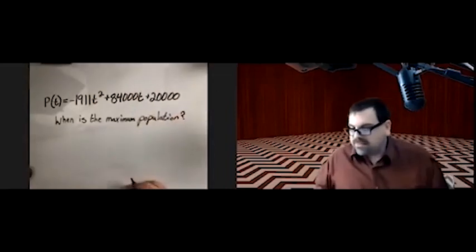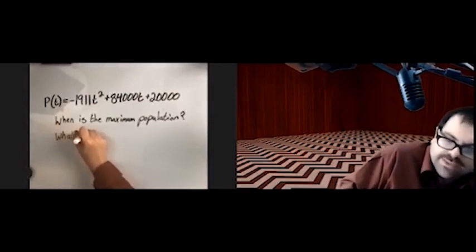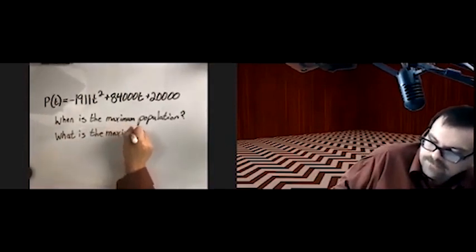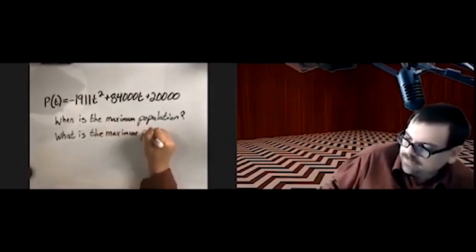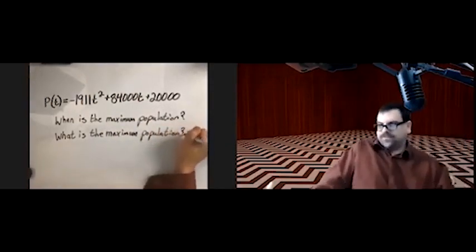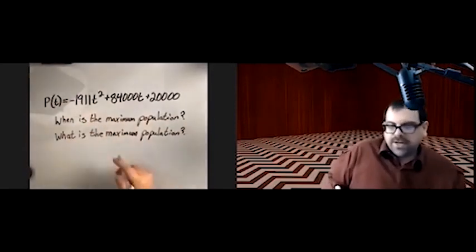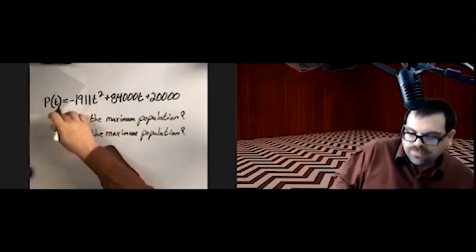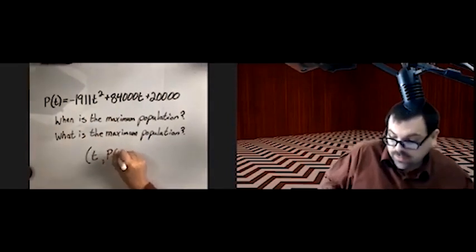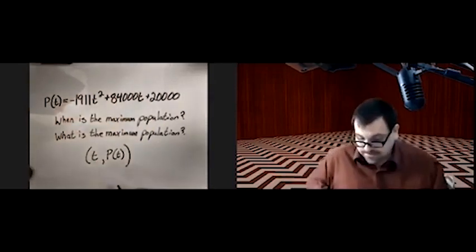When is the maximum population? What is the maximum population? So two different questions here. Well, an ordered pair here, our input would be T. Our output would be P of T, whatever we get when we put T into the function.